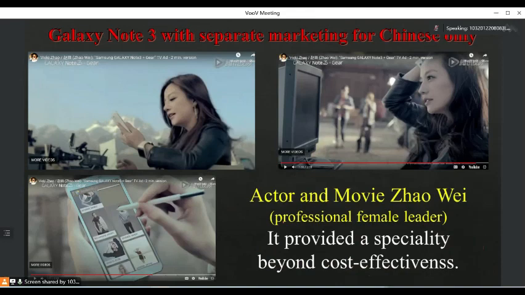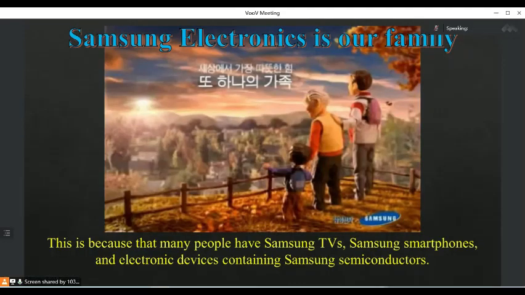Another example is marketing Samsung Galaxy Note 3 with localization in China. Zhao Wei, actress and film actor, has a professional female leader image. It provides especially good cost effectiveness. Now, Samsung's marketing strategy is Samsung is our family. This is because some people have a Samsung Electronics TV, use a Samsung Electronics smartphone, and use electronic devices that contain Samsung Electronics semiconductors.